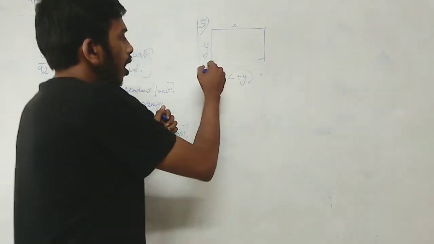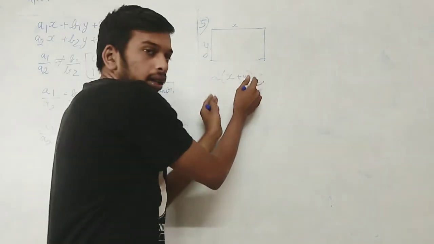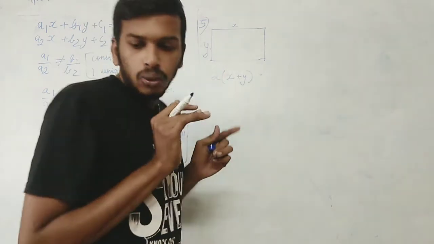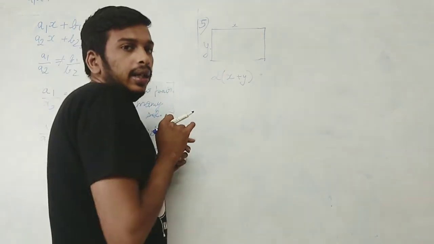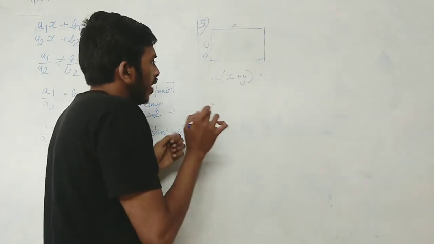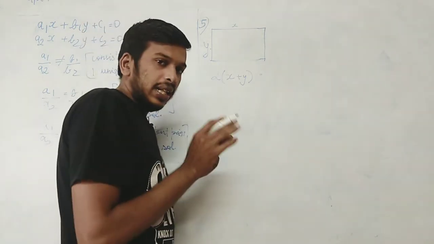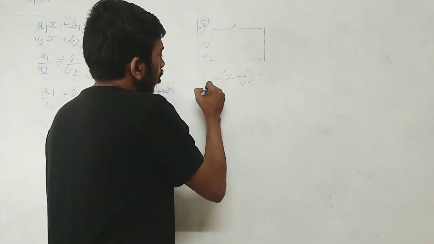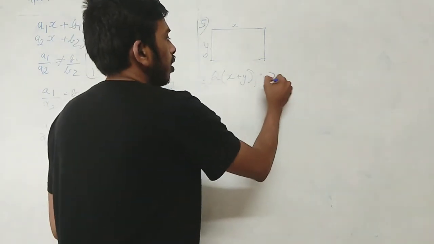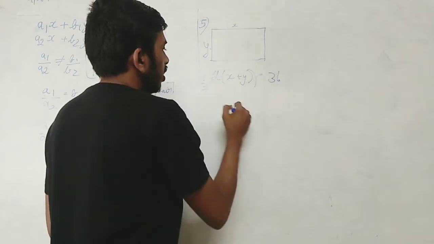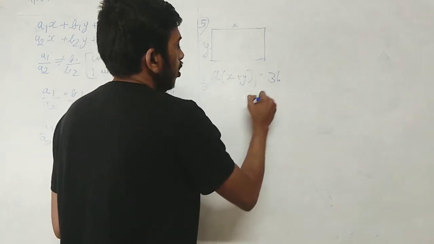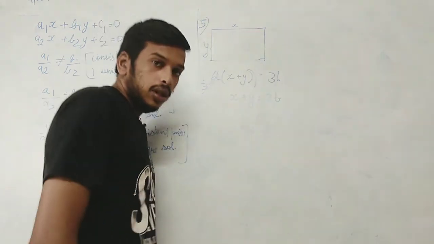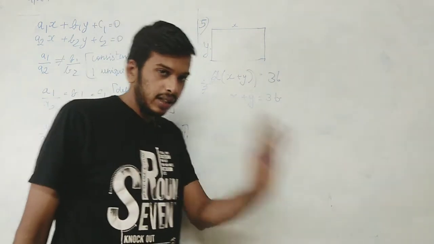It says half of the perimeter of a rectangle whose length is 4 more than its width is 36 meters. Basically, it says that half of the perimeter is 36. So the 2 gets cancelled and x plus y is equal to 36 is one equation. Half of the perimeter is 36 is what they have said.